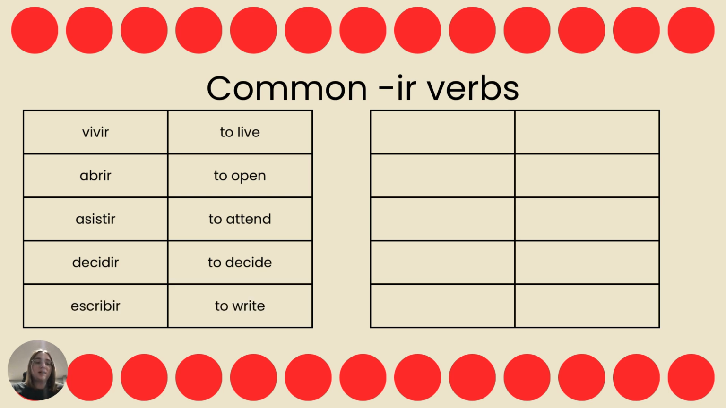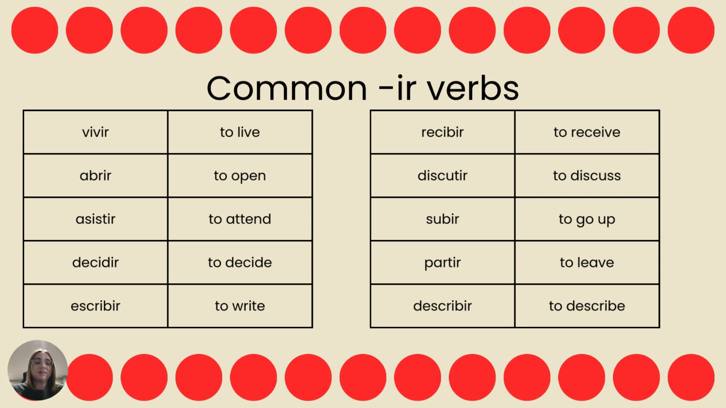Decidir, to decide. Escribir, to write. Recibir, to receive. Discutir, to discuss. Subir means to go up. It's mostly used with like to go upstairs or to go up on the bus on stairs, usually with stairs, but obviously you can go up a mountain, different things like that. Partir means to leave. Kind of looks like depart almost, but partir means to leave. And then describir means to describe.